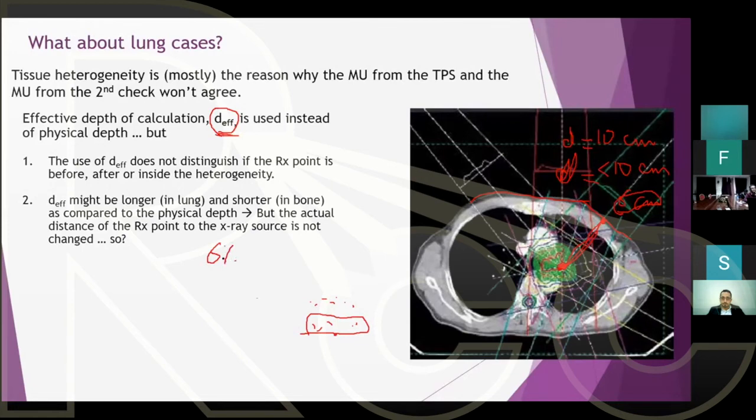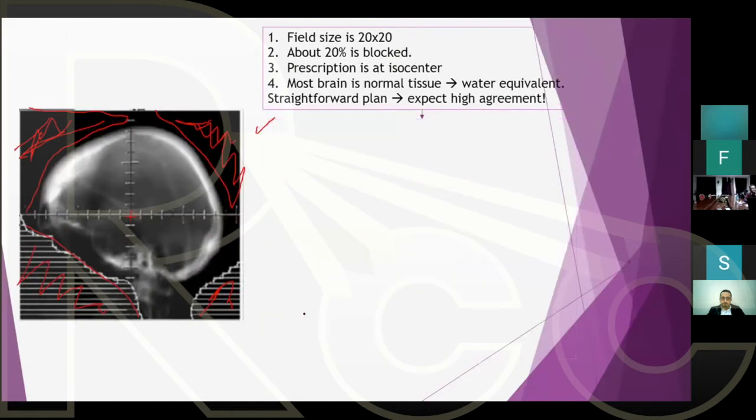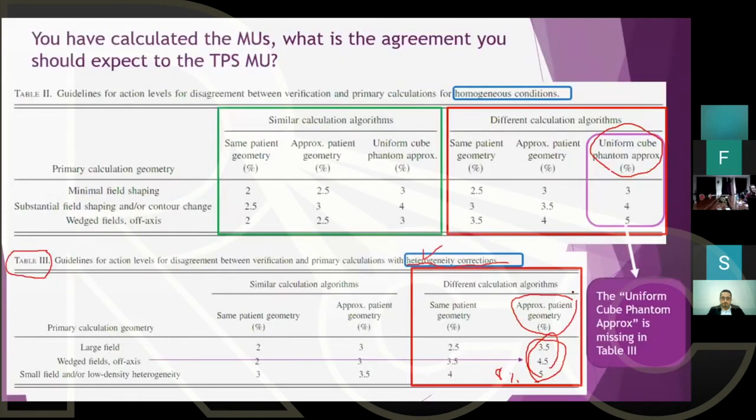Based on what? You might ask me, why would you accept that? Well, based on this. If I'm using heterogeneity correction and I have low density heterogeneity, okay? I should expect 5% agreement. This is assuming I'm using patient geometry. But I'm not using patient geometry. I'm using a uniform cube phantom.